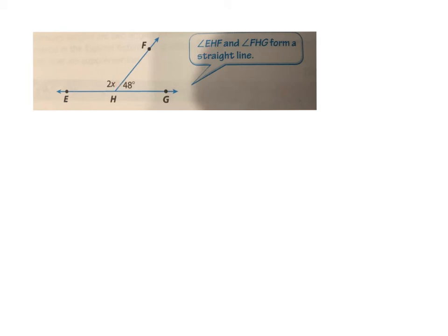So they tell me that angle EHF and angle FHG form a straight line. By now we can recall that a straight line is 180 degrees. And I know that if I add this angle to this angle, that completes that straight line, 180 degrees. So I'm going to add them together. 2x added to 48 equals 180 degrees. And so now maybe this is looking a little bit familiar. This is a two-step equation, and I just need to solve for the variable by using inverse operations.